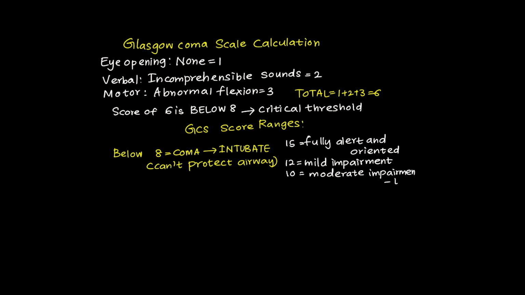A score of 12 represents mild impairment. A score of 10 is moderate impairment. None of those match this severely compromised patient.